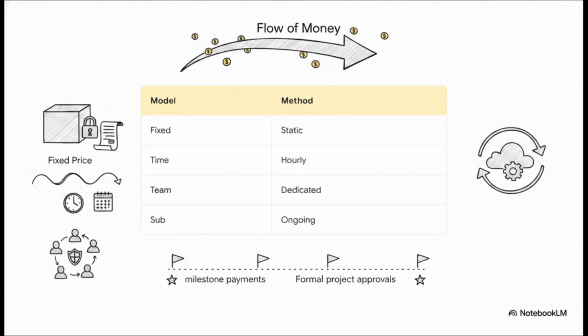So how does the money actually flow? Let's break down the standard models. Fixed price is fantastic for smaller projects with a very clear, unchanging scope. You know the exact cost upfront. But if you're building something complex where requirements might shift, like a novel AI tool, time and material gives you that much-needed flexibility. You pay for the actual hours worked as the project evolves.